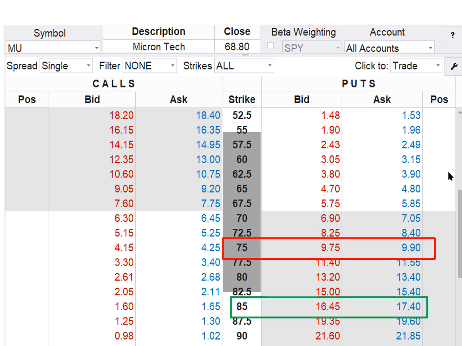Now we want to review a put option debit spread, aka a vertical put spread. For this spread, we want to buy to open the June 20 85 strike put and sell to open the MU June 20 75 strike put. We're going to base our entry prices on the midpoint between the bid and ask prices. That means we'll buy the 85 put for $1,690 and sell the 75 put for $980. 1690 minus 980 equals 710. So the entry price or debit cost for the spread is $710.